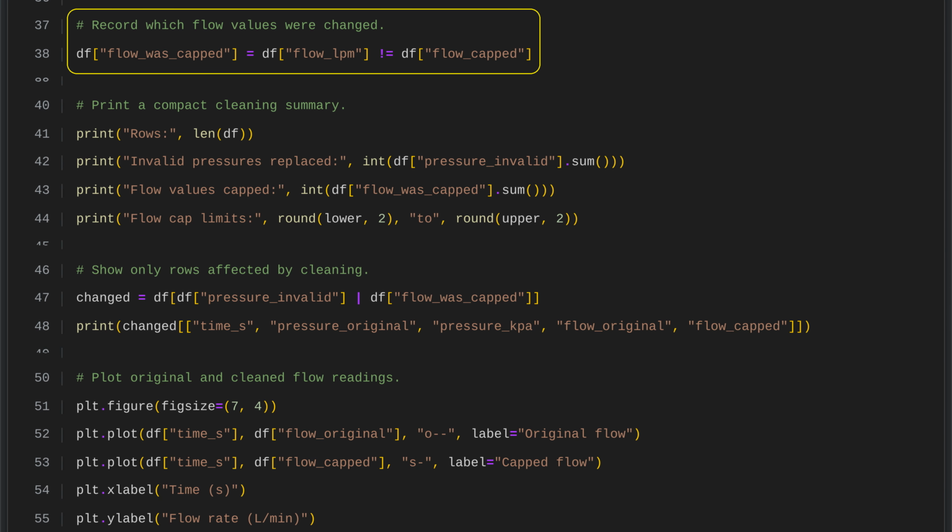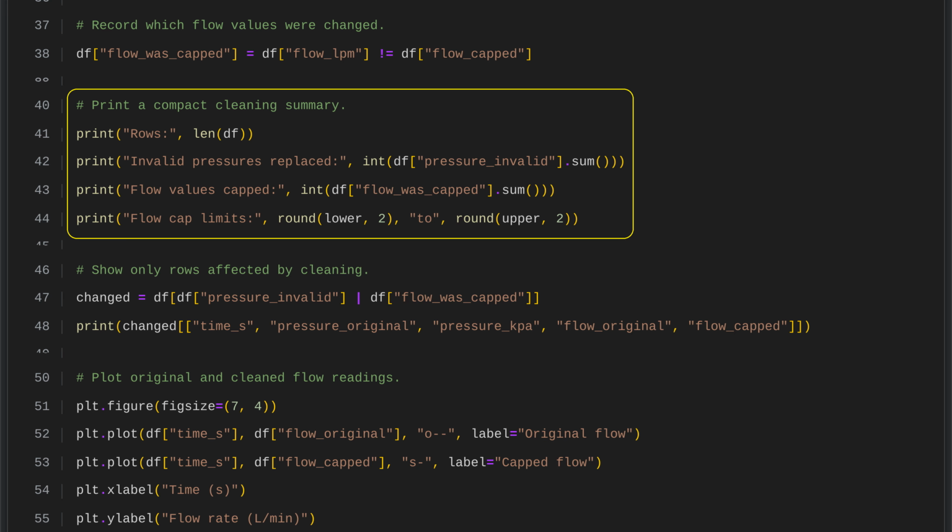We compare the original flow readings with the capped values to identify which data points were changed. A new Boolean column marks whether each flow value was capped, making it easy to track adjustments made during outlier handling and keep the data cleaning process transparent.